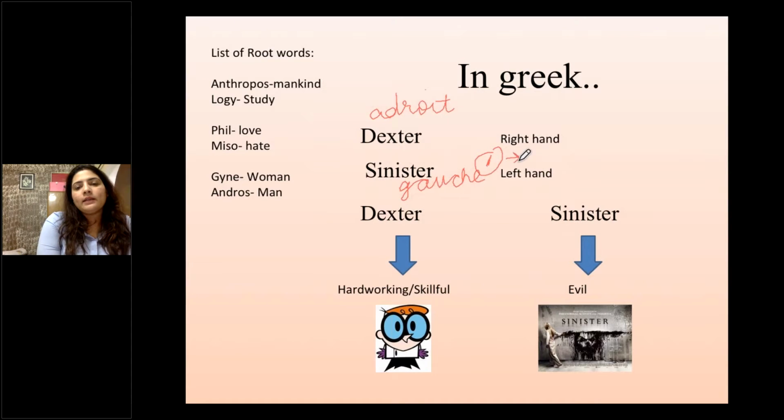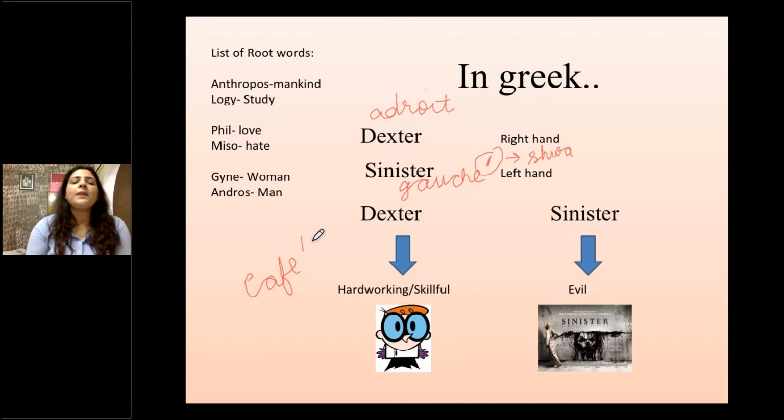What is this called? This is called schwa. Schwa. What is schwa? For example, have you ever heard of words like these? If I write down this word, how do I pronounce it? Come on. C-A-F-E. It is called cafe. Very good, Prableen. Cafe.